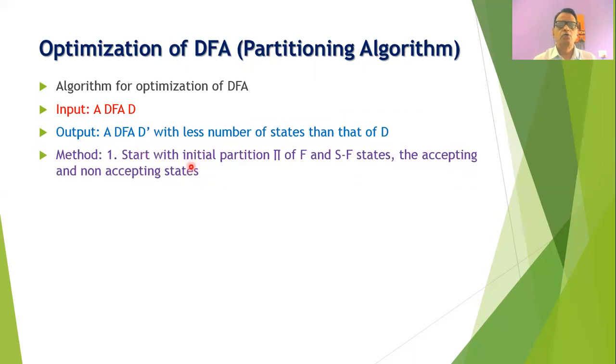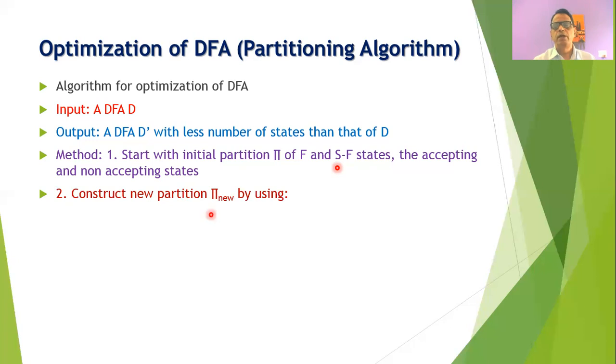So let us see how to make the partition of the given DFA D. We know that any DFA D will consist of some set of states. So initially we will start with the initial partition pi of the states of the DFA D in such a way that we will separate the final states of the DFA from the rest of the states. So we will have the partition pi, which will consist of the final states F and the non-final states, that is S minus F. That is, we will have accepting states and non-accepting states of the DFA.